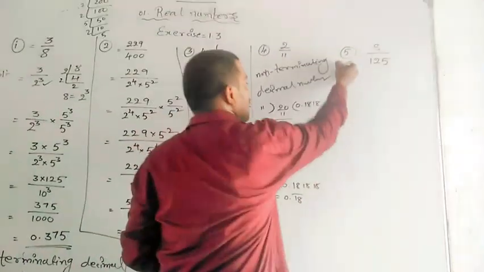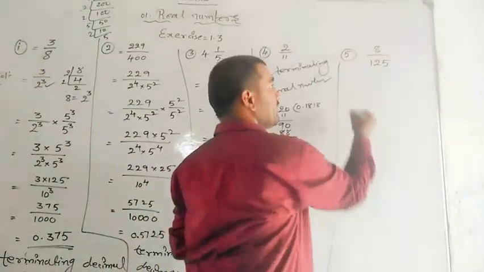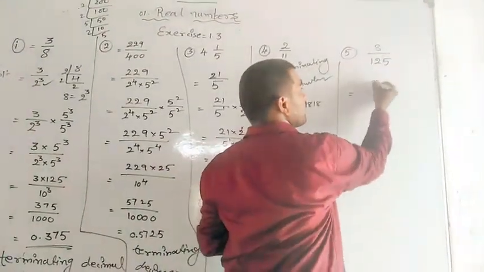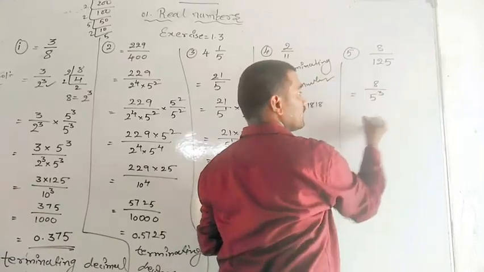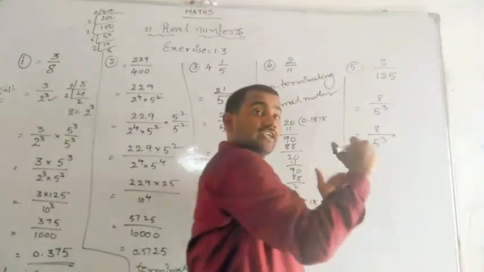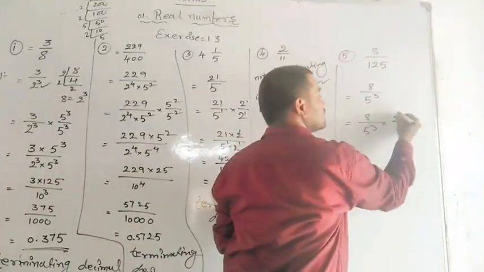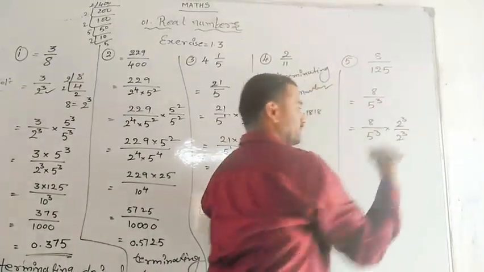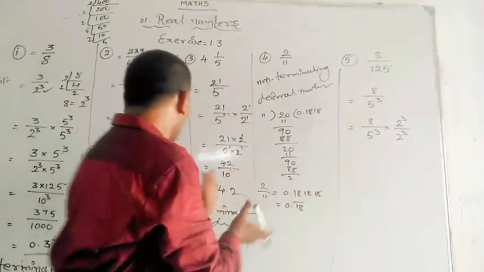So that's why. Now similarly 8 by 125. 125 you factorize, you get 5 cube. So 8 by 5 cube, we need to change it to 10 cube now. So that is 2 cube by 2 cube. So there is no division process.